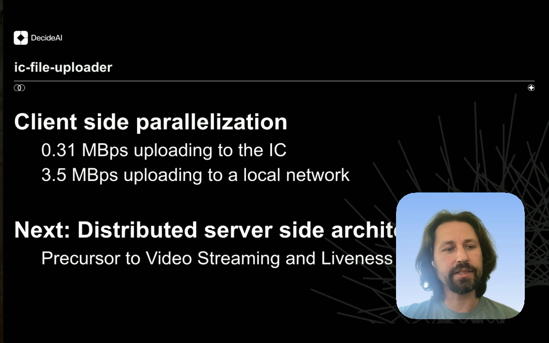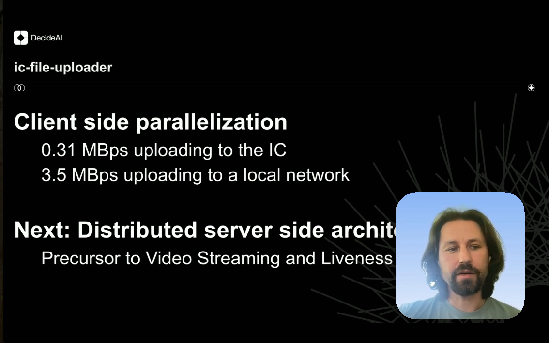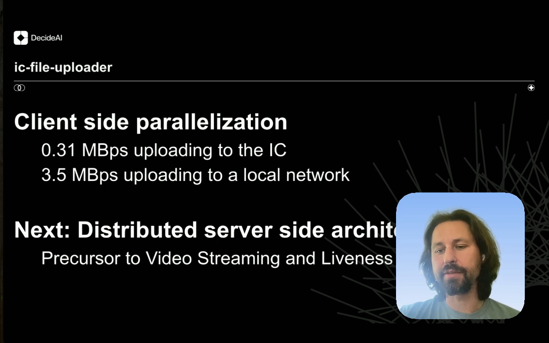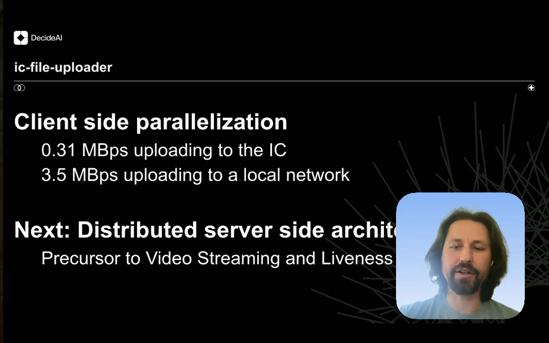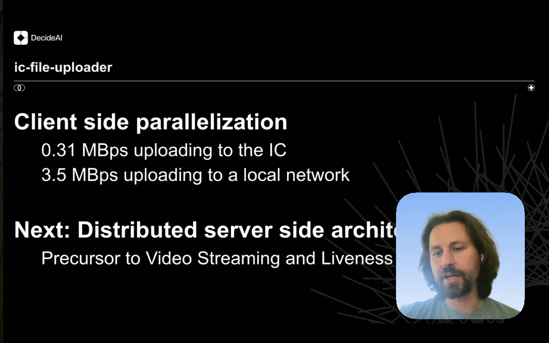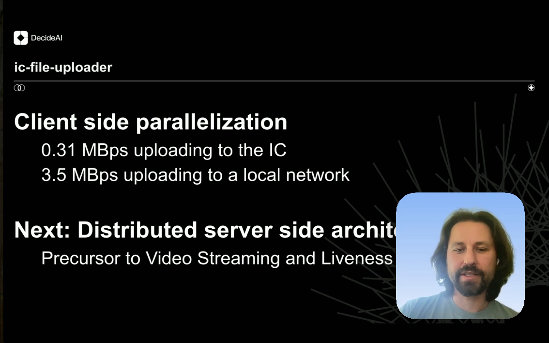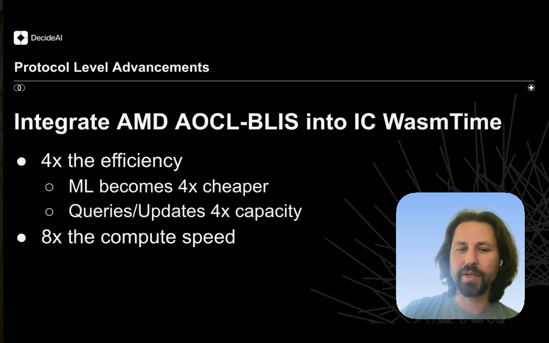So what's next is distributed client-server architecture. For video streaming, we're targeting 10 megabytes per second, which we're going to do with this distributed client-server setup. And that's a precursor to video streaming, like I just mentioned, and being able to do liveness assessment on the IC, which is the cherry on the Decide ID cake. And that covers the recent advancements at Decide AI. And for a deep cut on AI on the IC, we can keep going. We'll just talk a little bit.